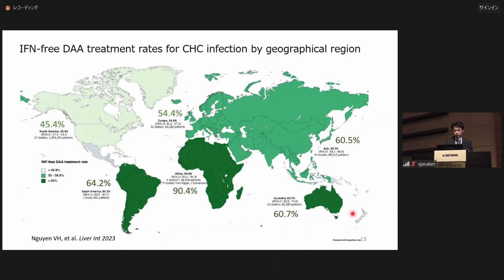This map shows DAA treatment rates in each area. The dark area shows that more than 60% of patients were treated with DAA, including South America, Africa, and Australia. Also in Asia, more than 60% of patients were already treated. But in North America and Europe, the rate is less.